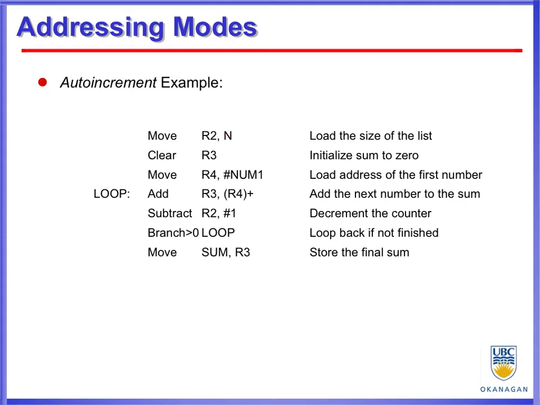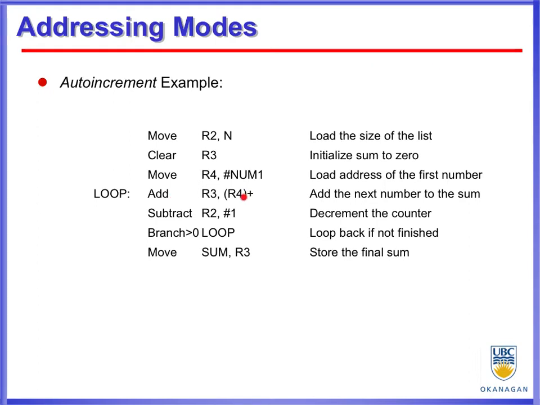So we've got the number of numbers, whatever is stored at memory address N, and we've moved that into register R2. Clear is just going to clear register R3. If it had something in it, it's all zeros now. Then we're going to move, and this is the immediate addressing mode because of the number sign, the actual address NUM1. NUM1 is an address, so the actual address NUM1 is going to be moved into R4. So R4 is going to act like a pointer. It holds a memory address.